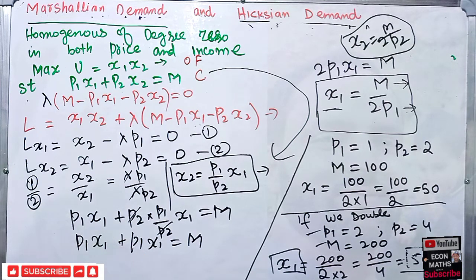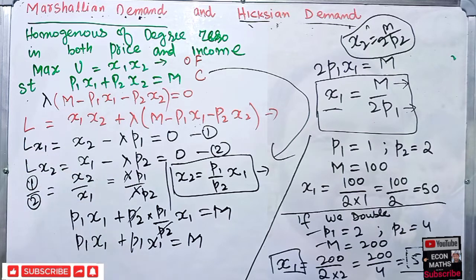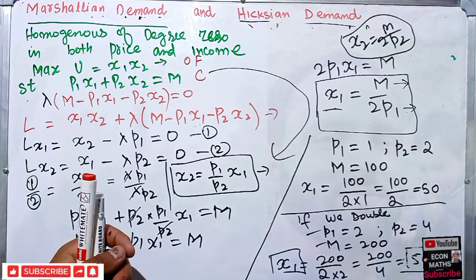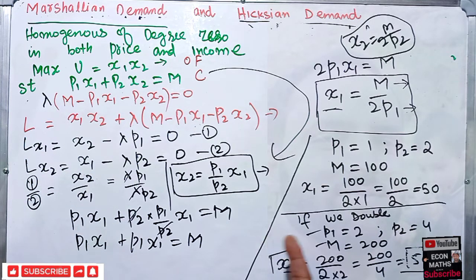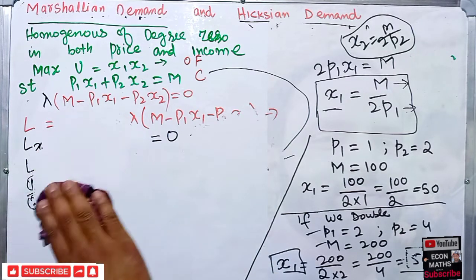Now coming to the Hicksian demand function. Since the Marshallian demand function was a problem of maximization, the Hicksian demand function, as I have told you earlier, is the problem of minimization. We want to minimize our expenditure to reach the given utility.